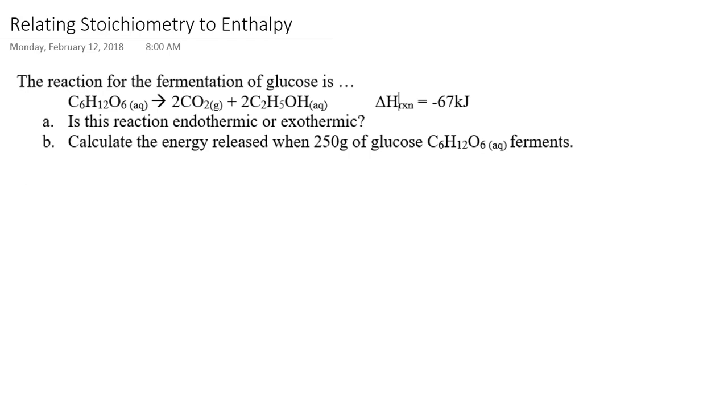So here I have this example problem on the screen where I'm being shown the fermentation reaction for glucose. Note that I'm being told that the enthalpy of the reaction is negative 67 kilojoules. Now, as we learned in class, when thermodynamic quantities are given a negative sign, that means that is a loss by the system, and also a gain by the surroundings.